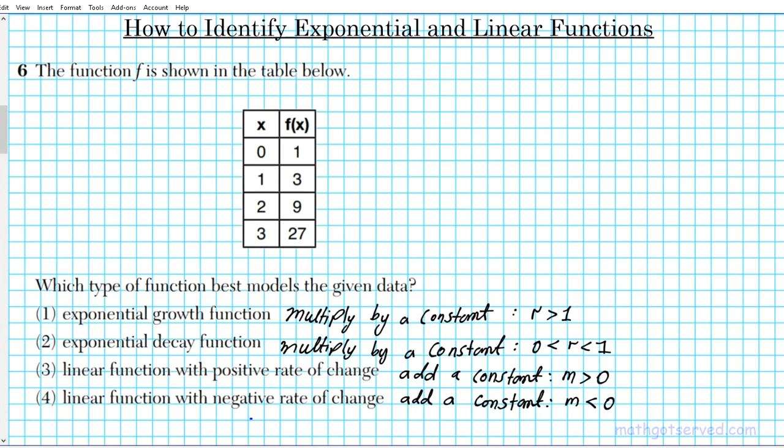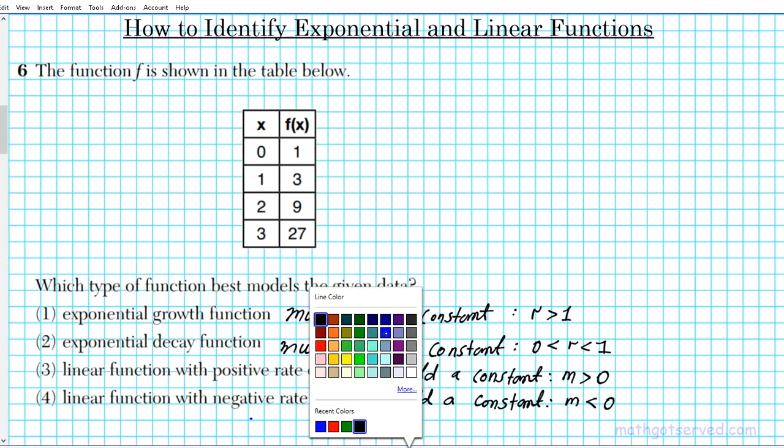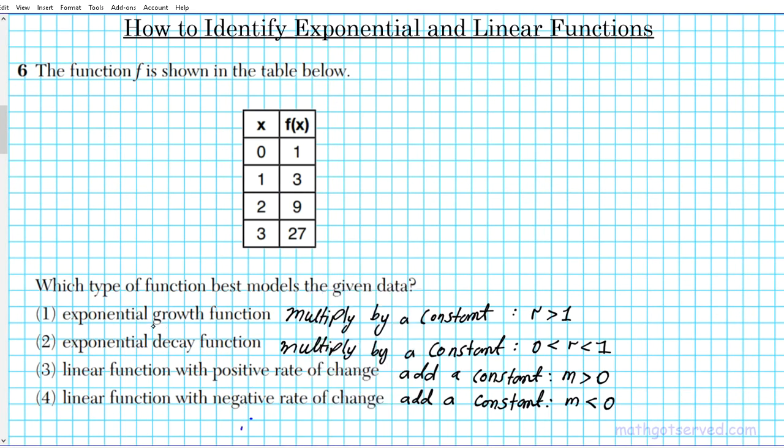Alrighty. Now another thing that can help us with this problem is to note the behavior of the function. What do I mean by behavior? In the exponential scenario, if you have growth, what does that tell you is going to be happening with the function? That basically tells you that the function is going to be increasing. The behavior is it's going to be going up. How about positive rate of change? Positive rate of change also tells you the function will be increasing.